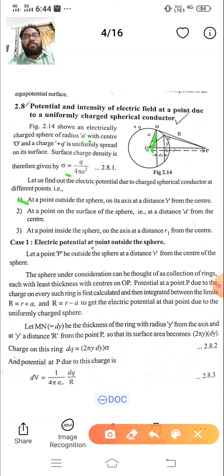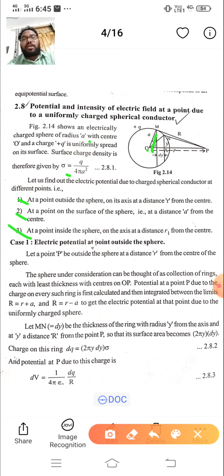The first one, at a point outside the sphere, which is at a distance r from the center; the second, at a point on the surface of the sphere, at a distance a from the center; and the third, at a point inside the sphere on the axis at a distance r1 from the center.